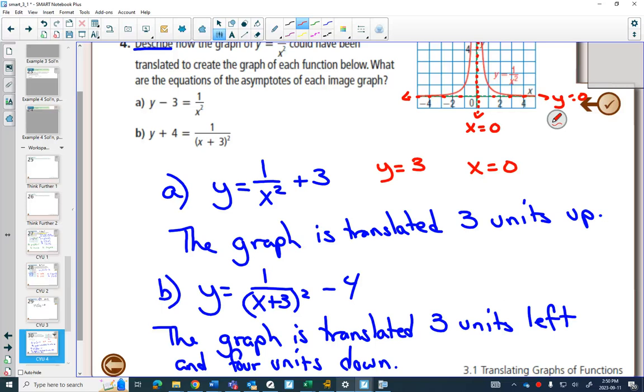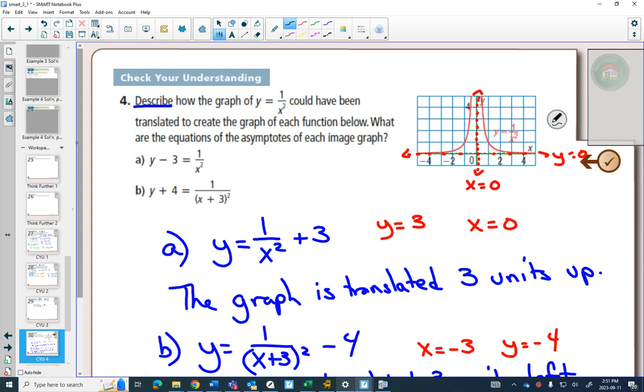Second one, if I go 3 to the left, can you see that would change my vertical one? My vertical one, which was at 0, goes 3 to the left, changes to x equals minus 3. And my horizontal one, if I go 4 down, will be at y equals negative 4. And we're good. Read it over again. We've answered everything. I'll get you to write down 16 and 17 and circle those ones.